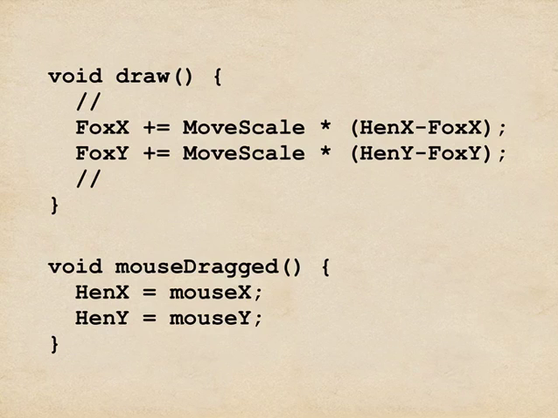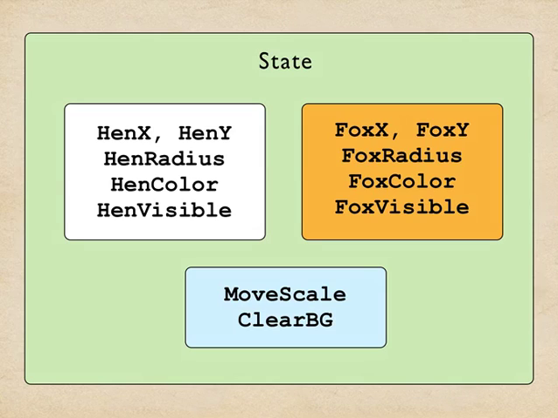So to recap, here is the entire state of the program. On the left, we have the 5 values that tell us about the hen: where the hen is, x and y, radius, color, and whether we want to draw it. Similarly for the fox, we have the fox's x and y, radius, color, and whether we want to draw it. At the bottom, we have move scale, which is simply the fraction by which I scale that arrow, and the global variable clear BG, or clear background.